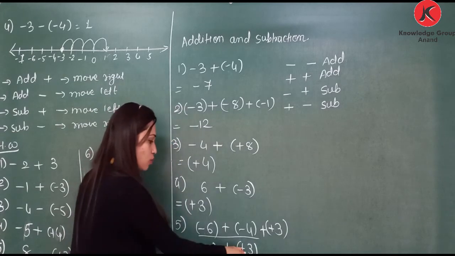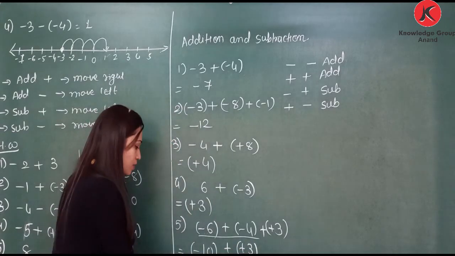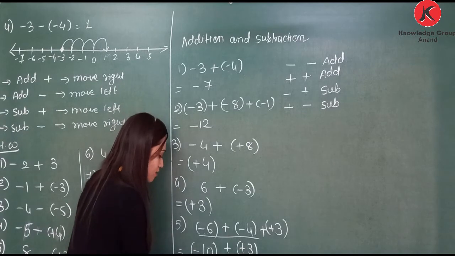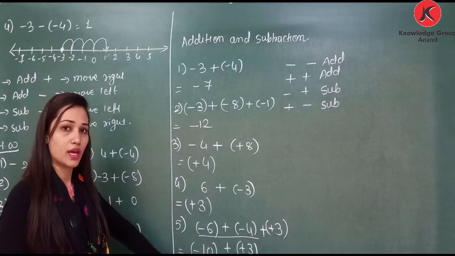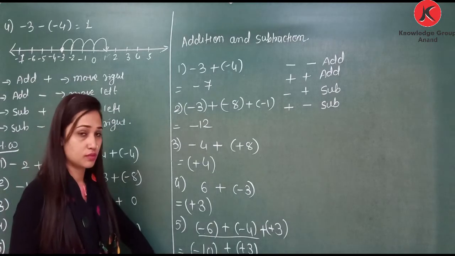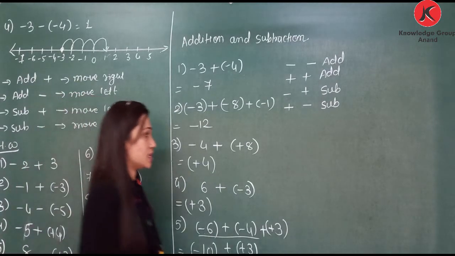Now here one negative, one positive. So subtract the numbers. 10 minus 3 is 7, and the sign of 7 is minus because 10 is greater and the sign of 10 is minus. So the answer is minus 7.